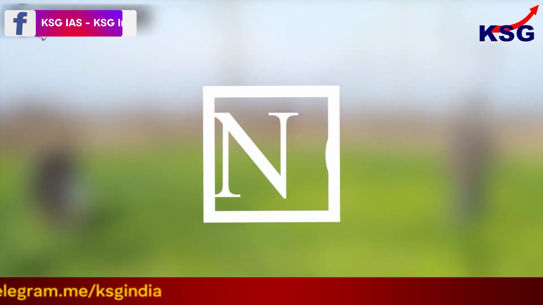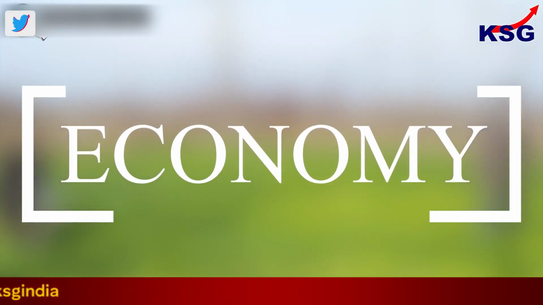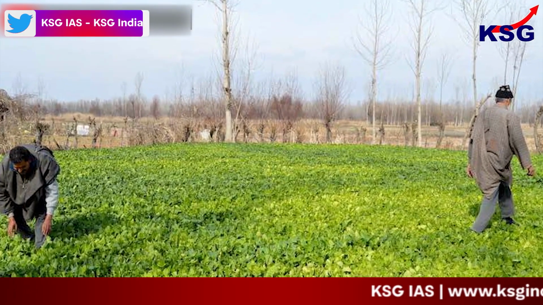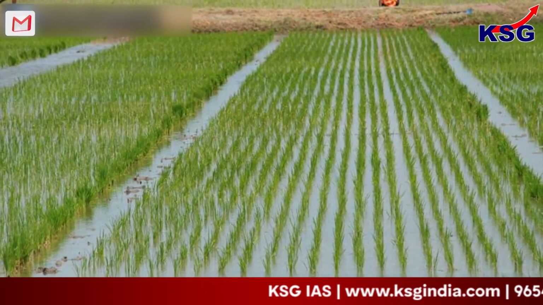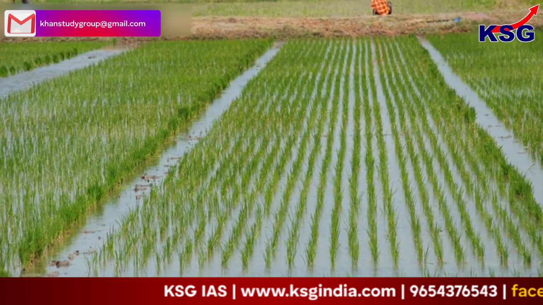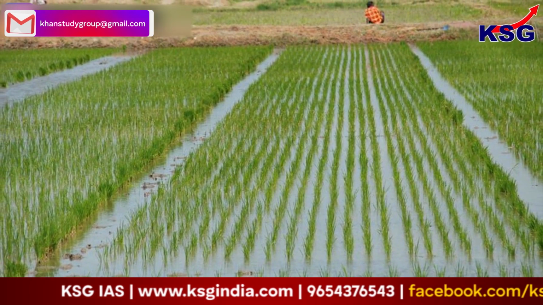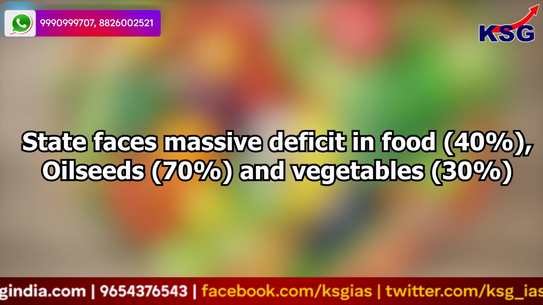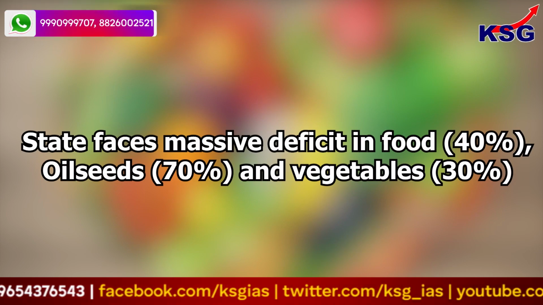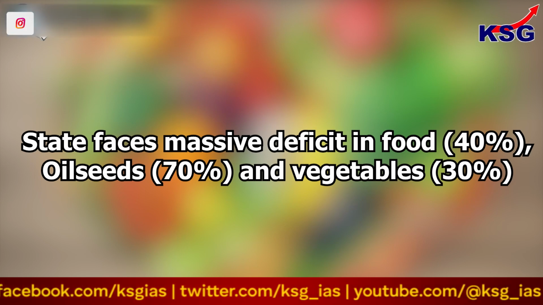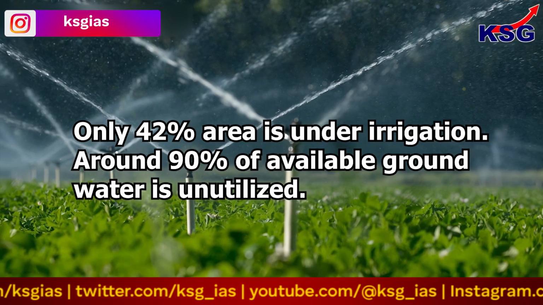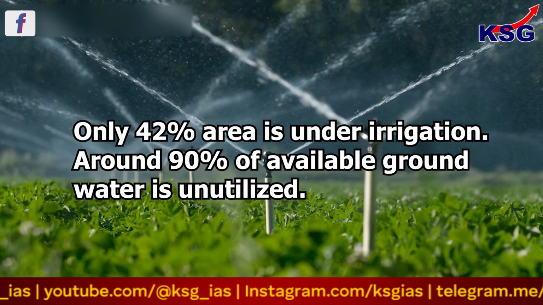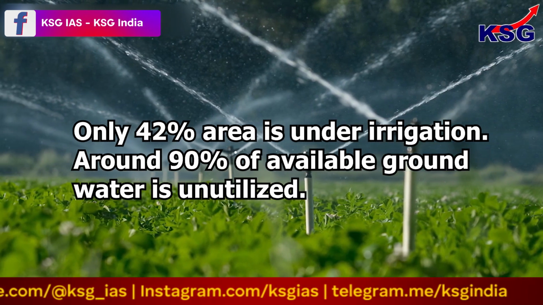Time to tell you about the economy of these union territories. We start with agriculture. Over 65% of the population of more than 1 crore depends on agriculture and allied sectors. Agriculture and allied sectors contribute 27% of state income. State faces massive deficit in food, that is 40%, oilseeds, that is 70%, and vegetables, that is 30%. Only 42% area is under irrigation. Around 90% of available groundwater is unutilized.